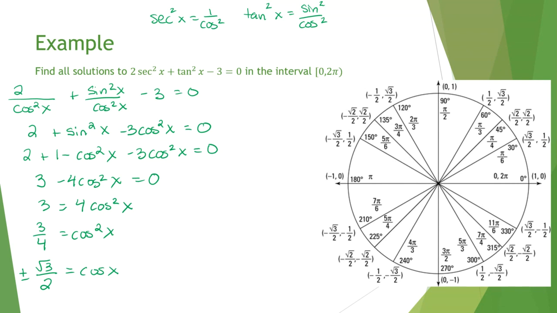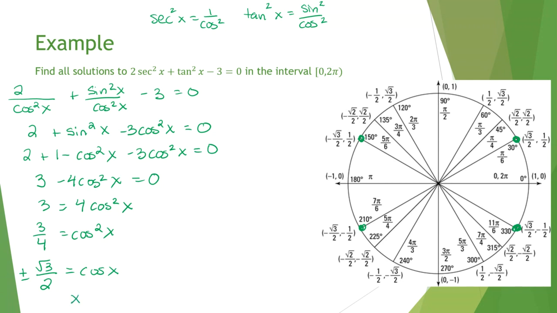So on our unit circle, we're looking for all the x values where we have square root of 3 over 2, in both positive and negative versions. So I have pi over 6, 5 pi over 6, 7 pi over 6, and 11 pi over 6. And all we want are the ones that are in our interval, so we have 4 answers here.